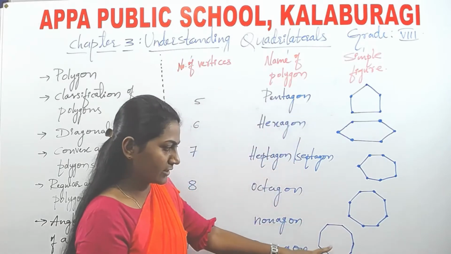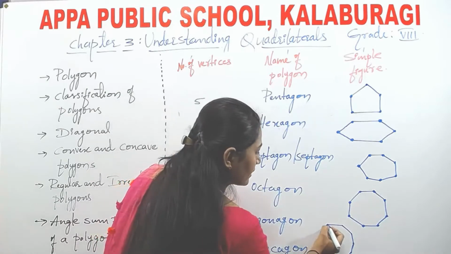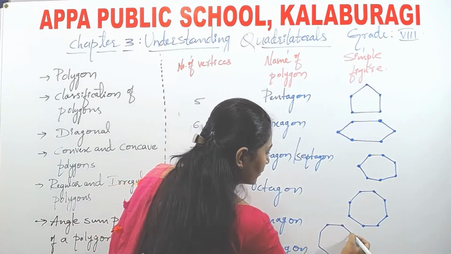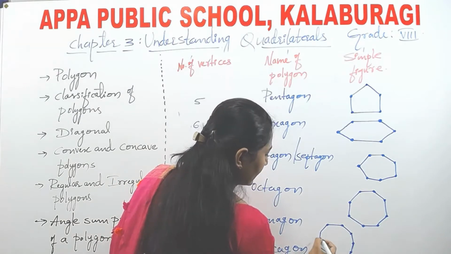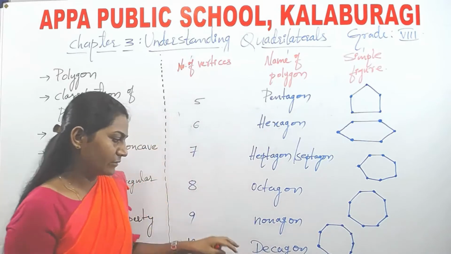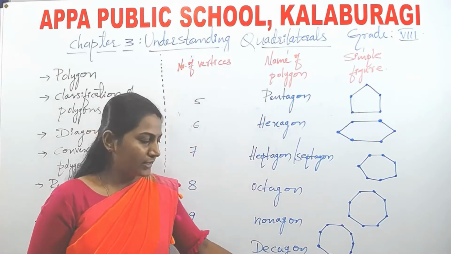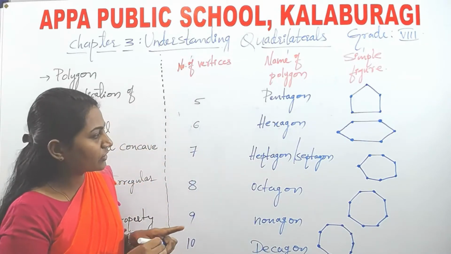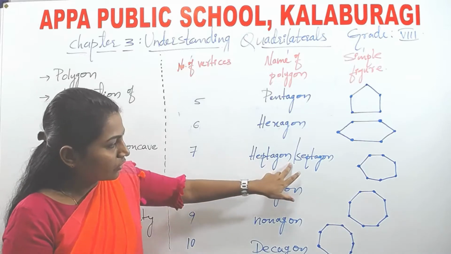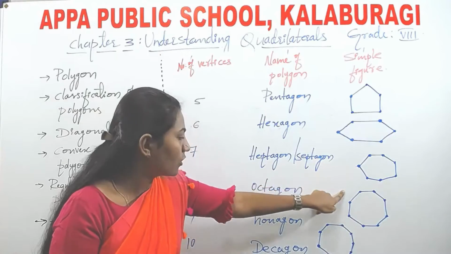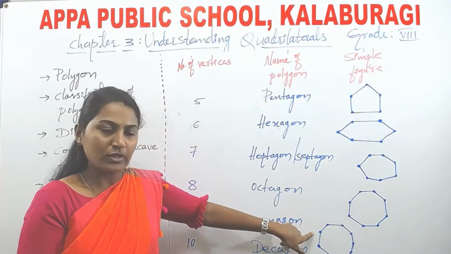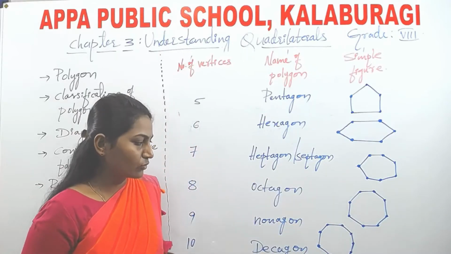Yeah. So this is a rough figure where you can see 1, 2, 3, 4, 5, 6, 7, 8, 9, 10. Children, similarly, you can also draw a decagon. What have you observed after this septagon or heptagon? Observe the figures. This one and the octagon, also nonagon. Even if you draw the decagon, what happens?